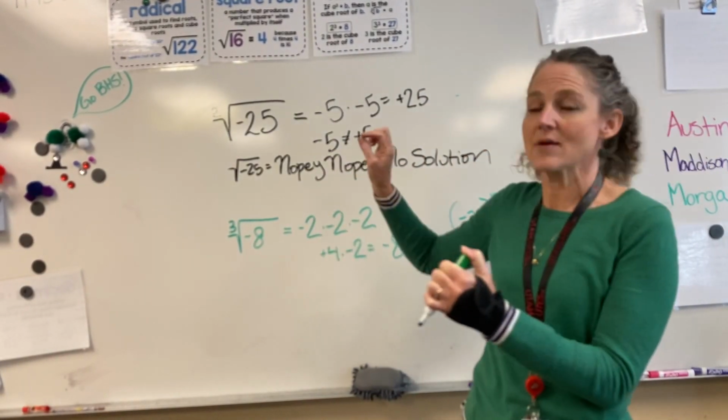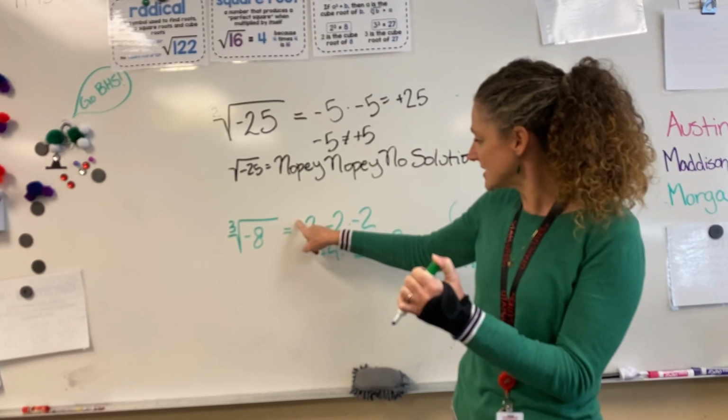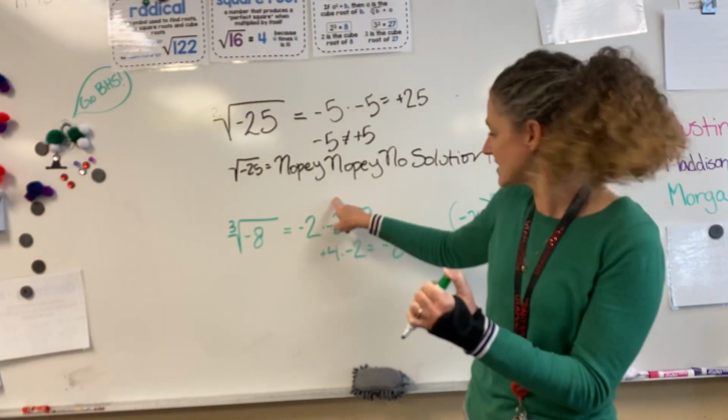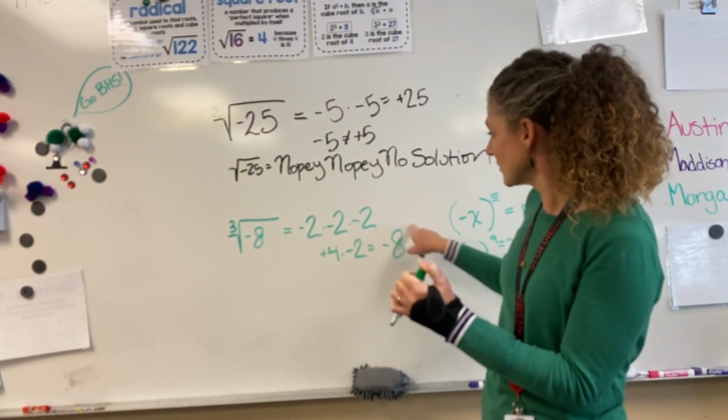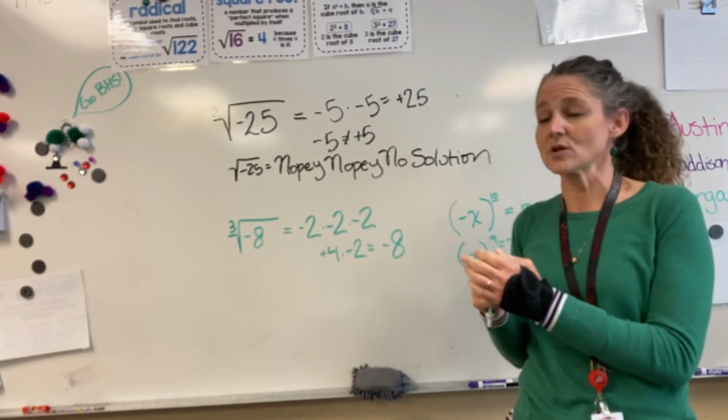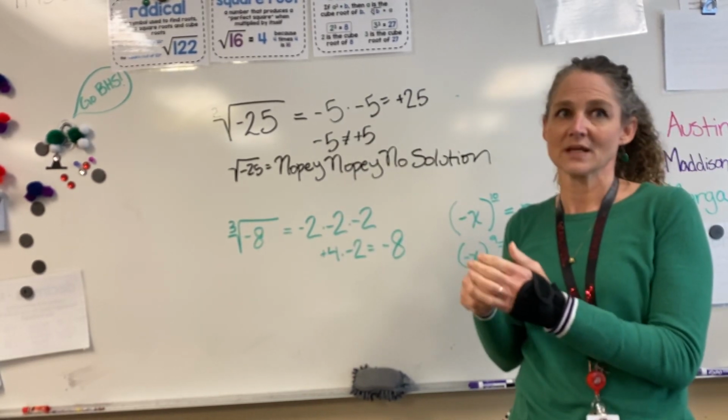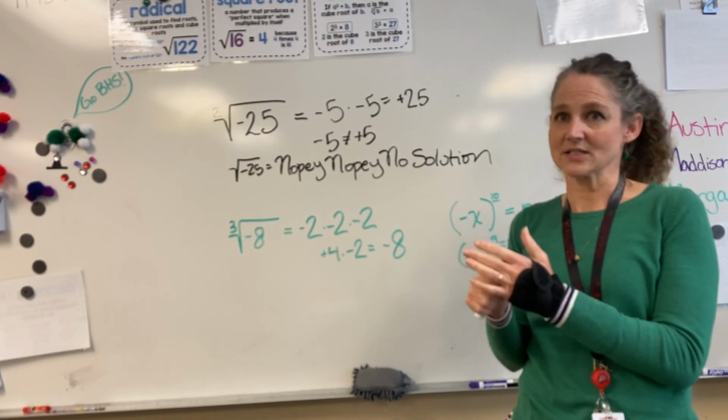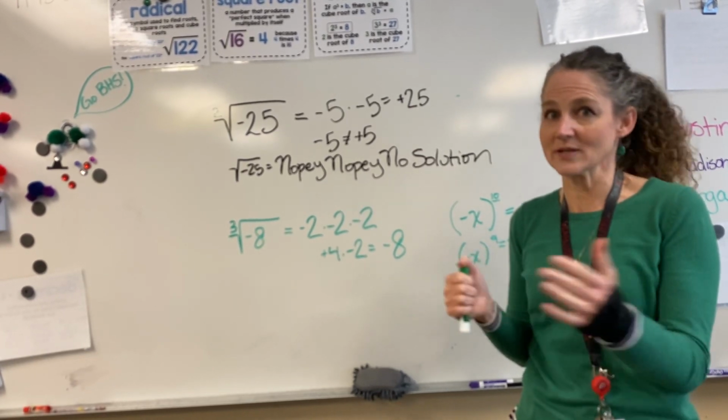3 times. And remember, it's like our light switch. This one's negative. The light switch turns it back to positive. This light switch turns it back to negative. So can you have a cubed root of negative 27? Yes. It's totally doable. It's just negative 3.